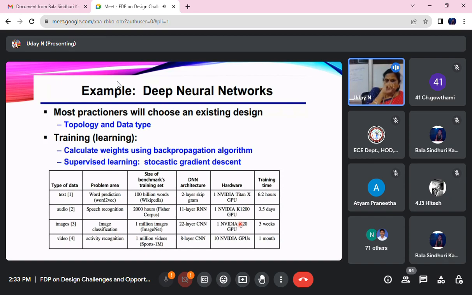Most of the practitioners choose, instead of starting from scratch to do a classification task or recognition task or to perform natural language processing tasks like speech to text conversion or speech recognition tasks or any other translation task. It is always difficult to start from scratch.